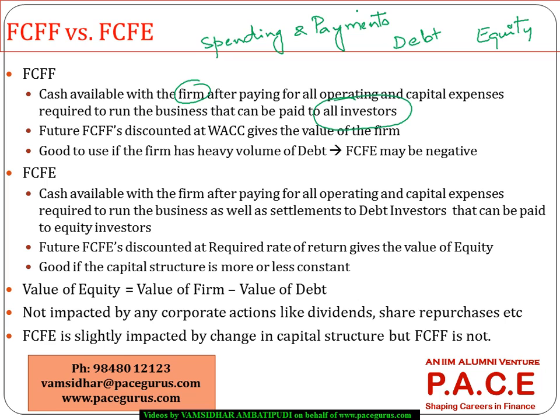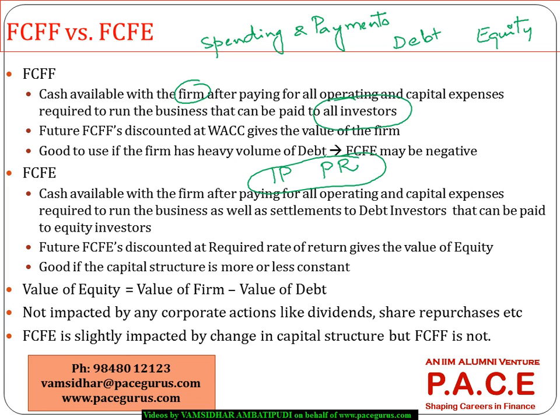And out of that, if I remove whatever needs to be paid to the lenders, like the interest payments as well as principal repayments, out of whatever cash is available post its operational and capital expenditures, whatever real cash is left with the firm, we call it free cash flow to the firm.